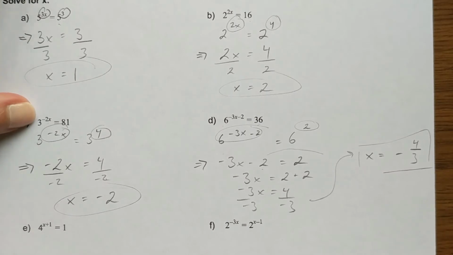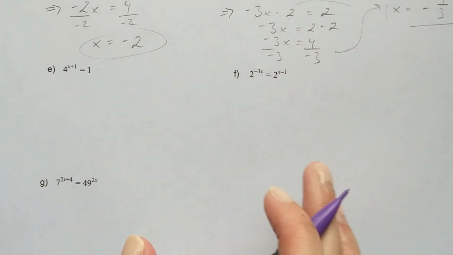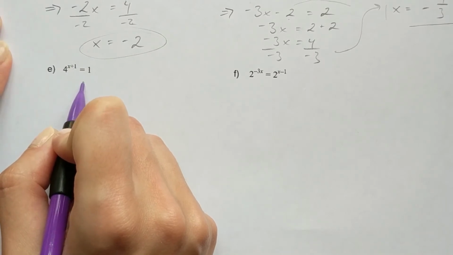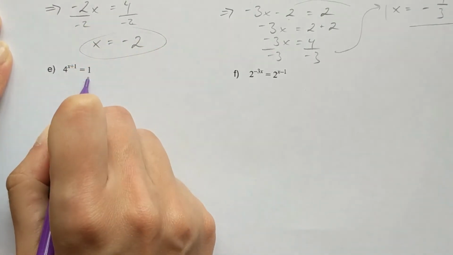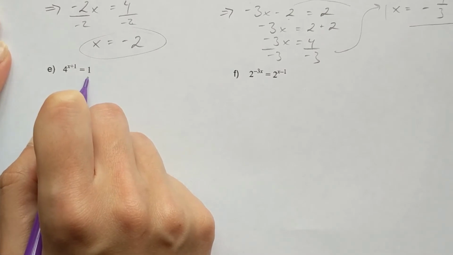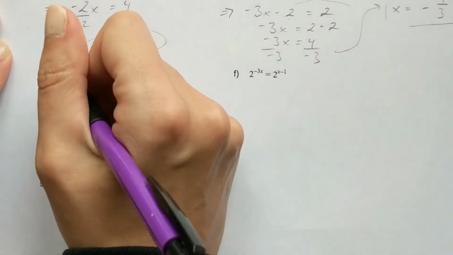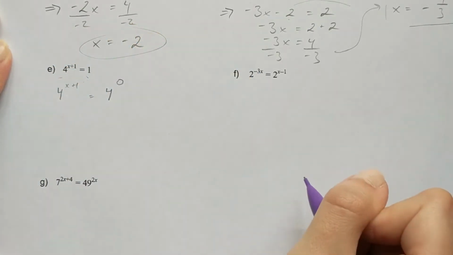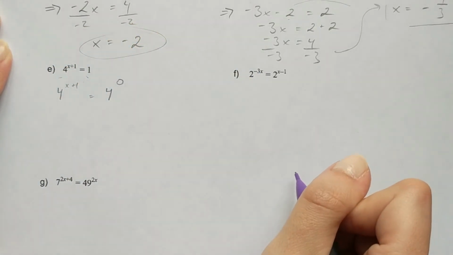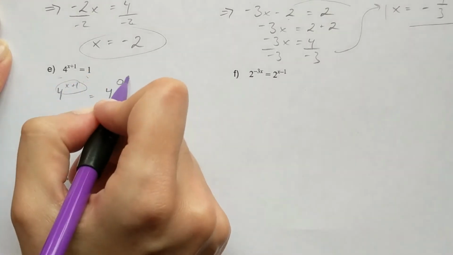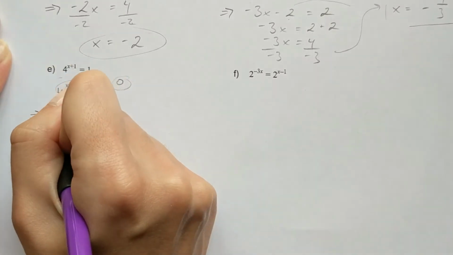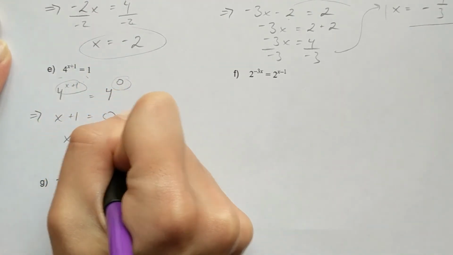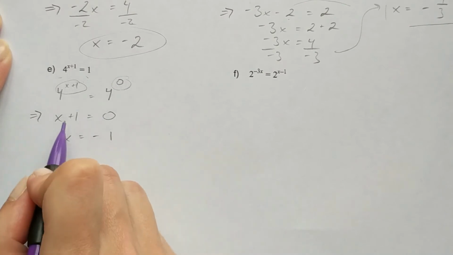Okay, 4 to the power of x plus 1 equals 1. I need to find 1 such that it is a base of the number 4. Well, 4 to the power of 0 is 1. Now I can jump straight to my exponents. I can say x plus 1 is equal to 0, and therefore x is equal to negative 1 once I move the 1 over.